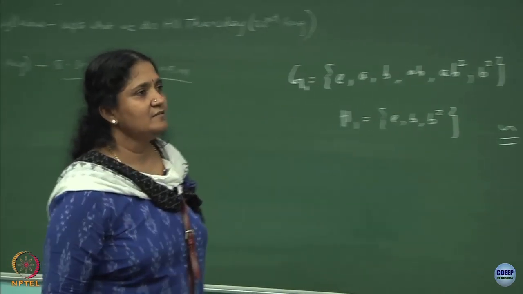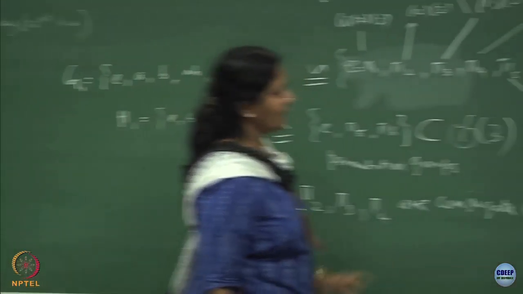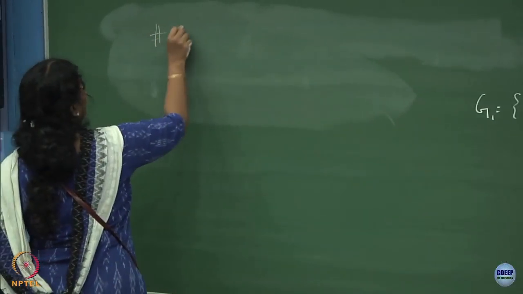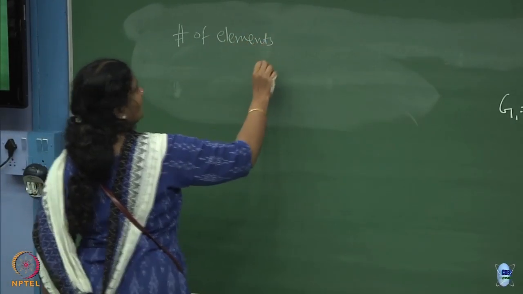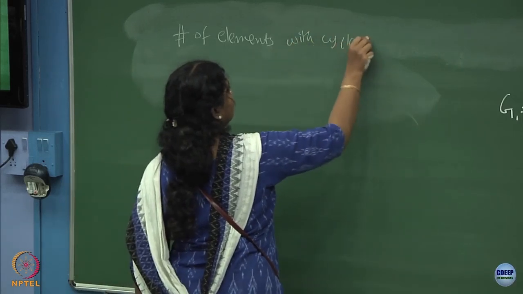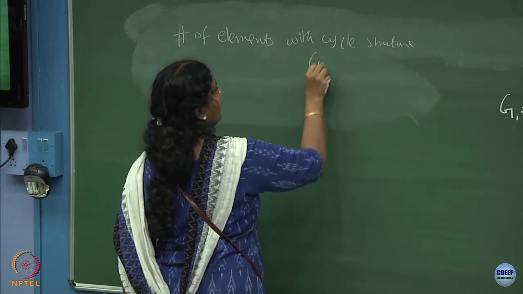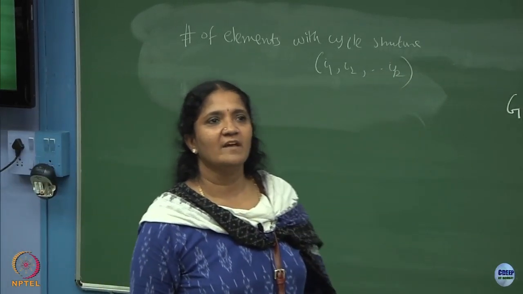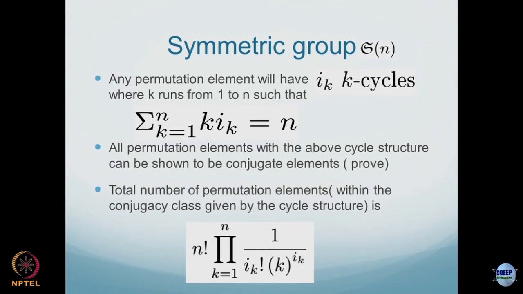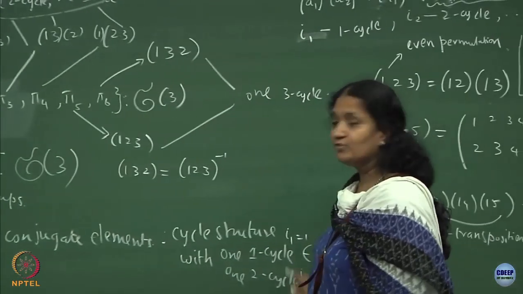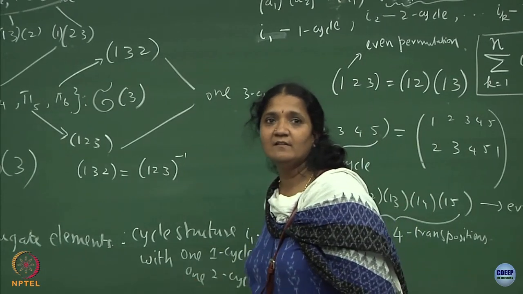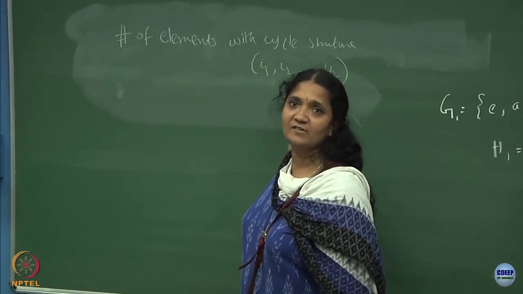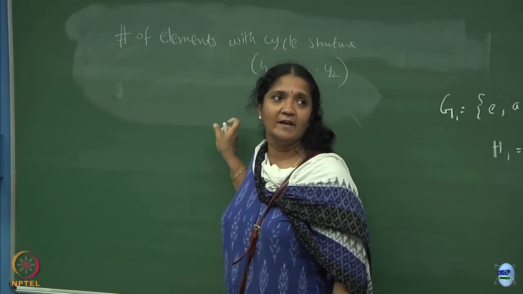Total number of permutation elements, like to get this 3, you can use this formula. So, also can be derived by combinatorics. Number of elements with cycle structure. So, now I am going to write cycle structure as I 1, I 2, I k. You understand what it means? I 1 will be the number of 1 cycles, I 2 will be the number of 2 cycles and so on. So, in this case I 1 is 1 and I 2 is 1 and you found the answer to be 3. So, in general all these elements which you find with a particular cycle structure will be conjugate elements and I want to find that number.